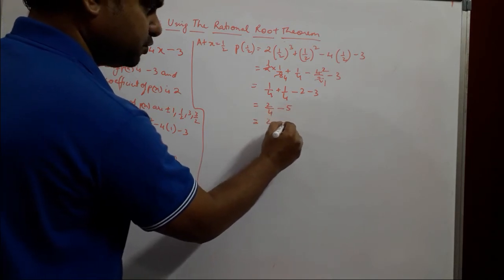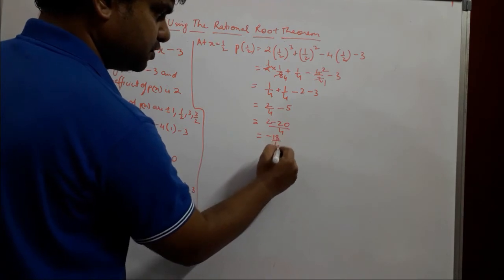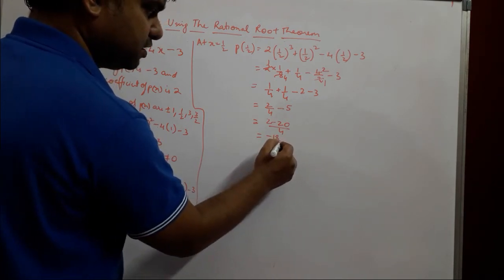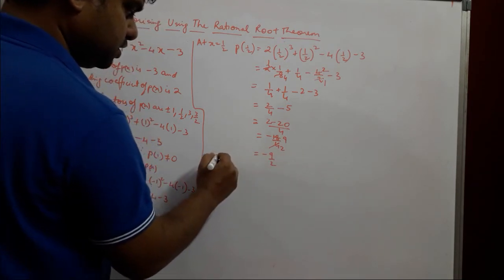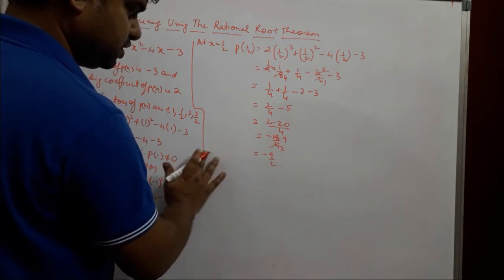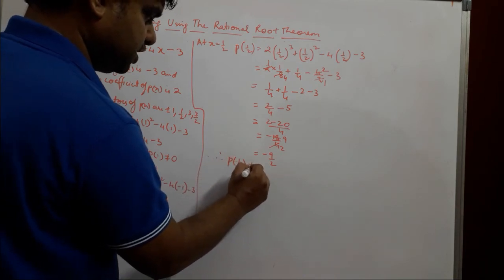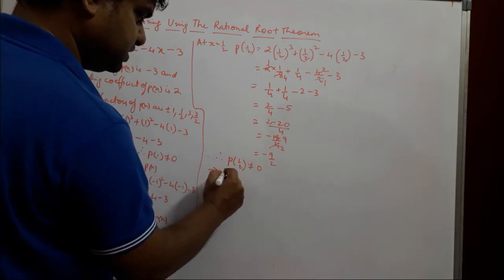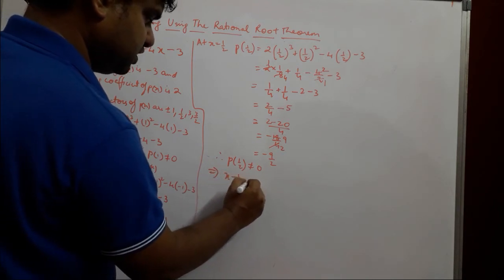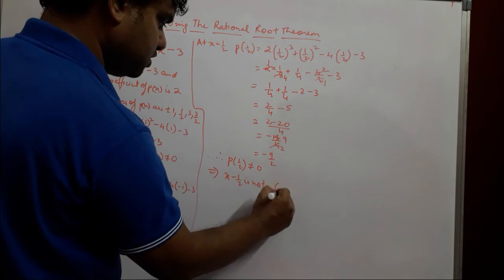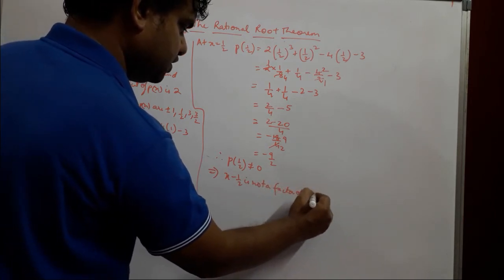So 2 minus 20 upon 4, which is equal to minus 18 upon 4, which we divide later. 2 2s are 4, 2 9s are 18. So we get minus 9 upon 2. Therefore P of half is not equal to 0. This implies that x minus half is not a factor of P of x.